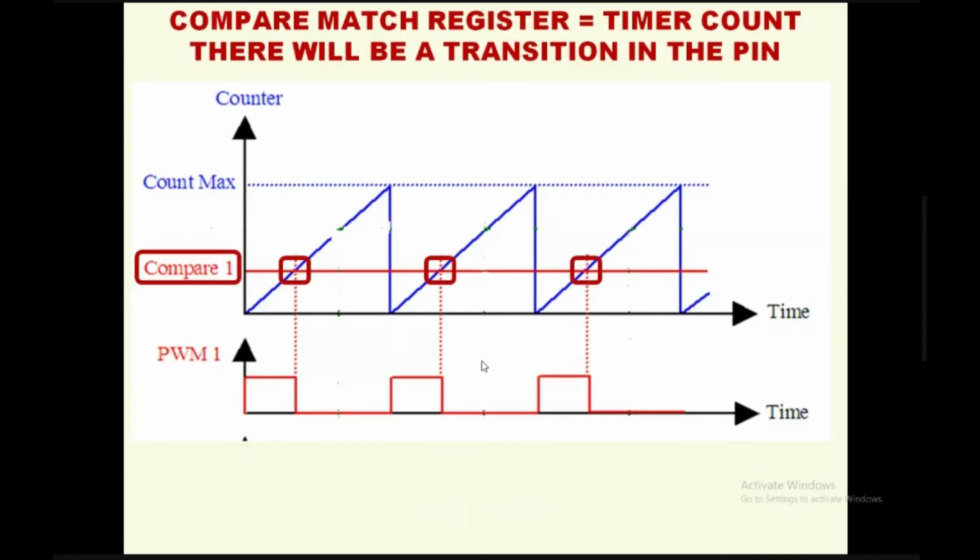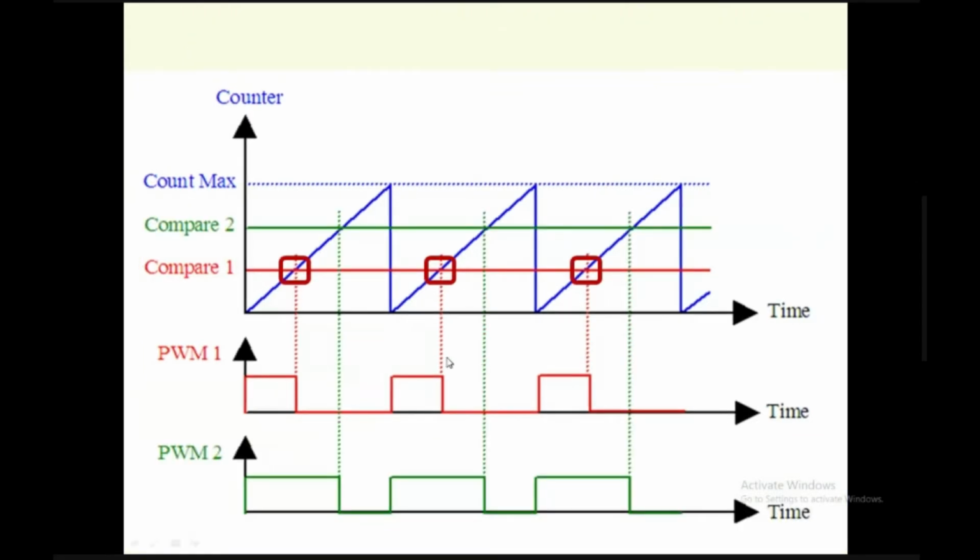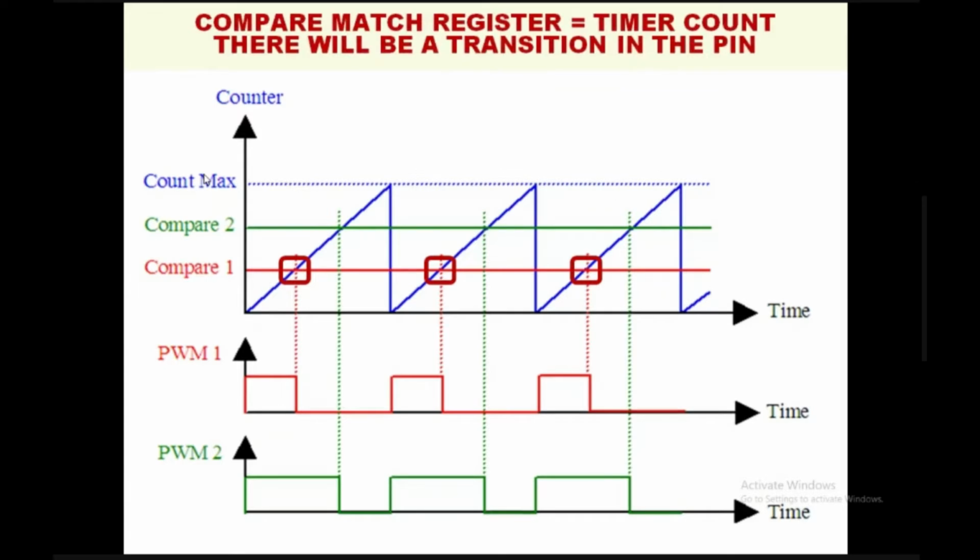And when you change the compare register value, the width will increase. Keeping the value from 0 to 255, 255 different widths are possible. That means 255 different average voltage outputs are possible within 0 to maximum VCC. That is the beauty of PWM.